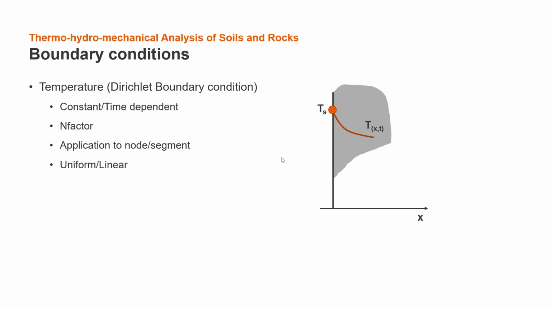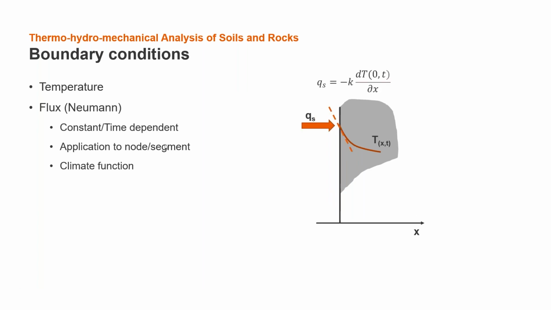We also provide many boundary condition types that can be used for most of the applications involving thermals. Users can assign temperature or displacement boundary conditions at a constant temperature. It can apply to a node or segment, or it can be uniform along the surface, or it can vary linearly along the surface. You can also assign an n-factor to offset the temperature that is actually applied on the surface.